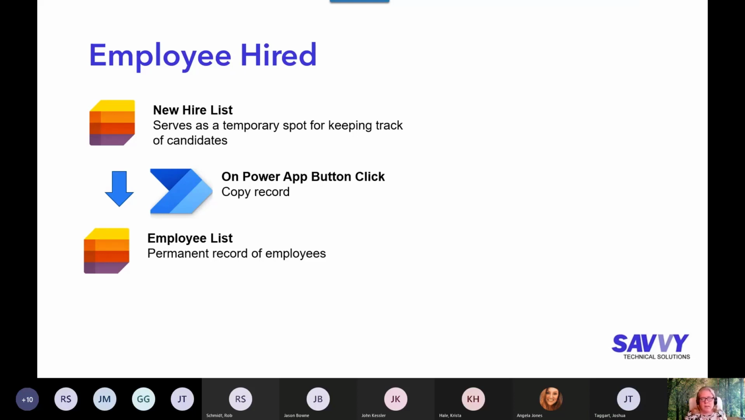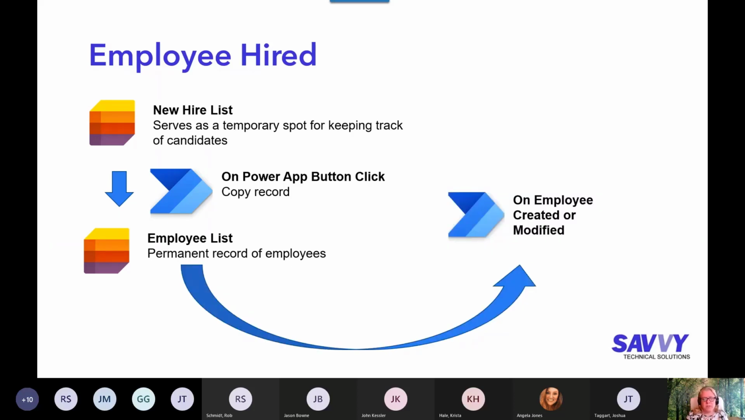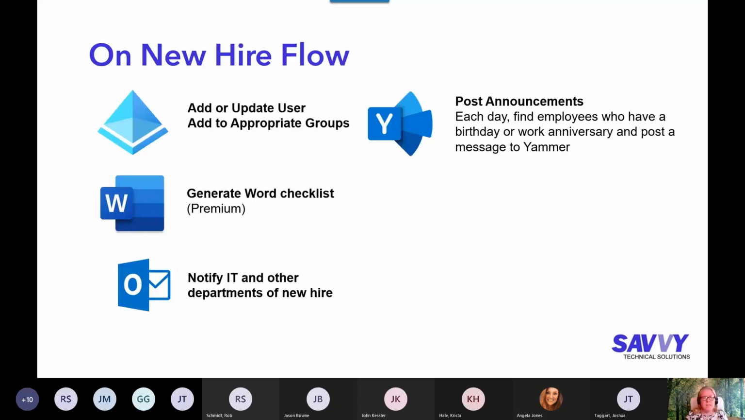That's using that on button click event, like that trigger in the flow, and it's going to copy the record down to the employee list. That in turn is going to fire a flow of the on employee created or modified, and that's going to do a number of things. It's going to create a user in Azure Active Directory. It's going to look at which department they're in and add them to the proper Office or Microsoft 365 group that they should be a part of.